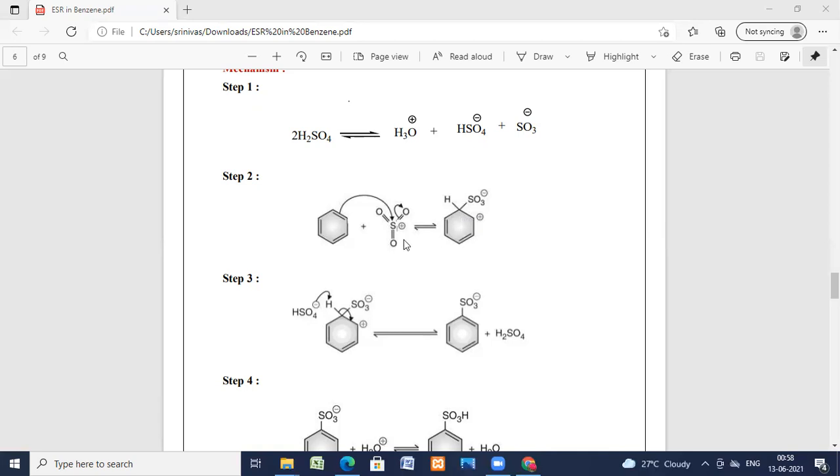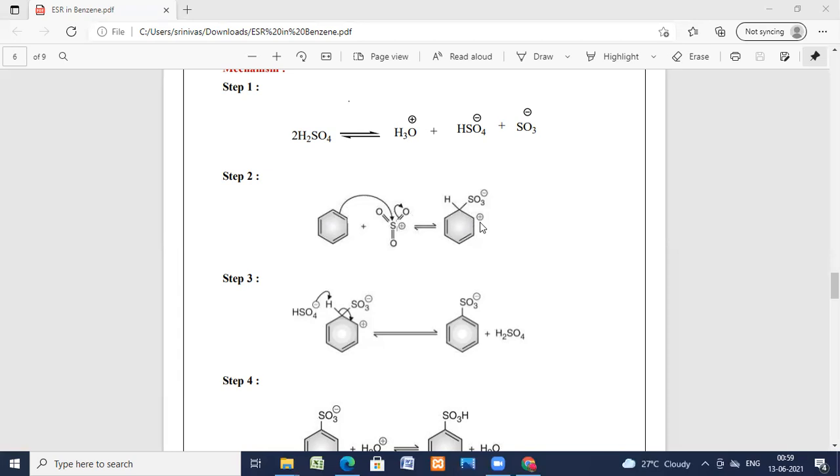Here the resonance structures are not shown, but I'm going to explain how they form. In step 1, sulfur trioxide is formed. Sulfur trioxide is attacking benzene. The pi electrons shift towards the carbon. This carbon gets the minus charge and that carbon gets the plus charge. Where the carbon is getting the minus charge, the sulfur plus attacks, and after the sulfur attacks, the carbocation is formed.